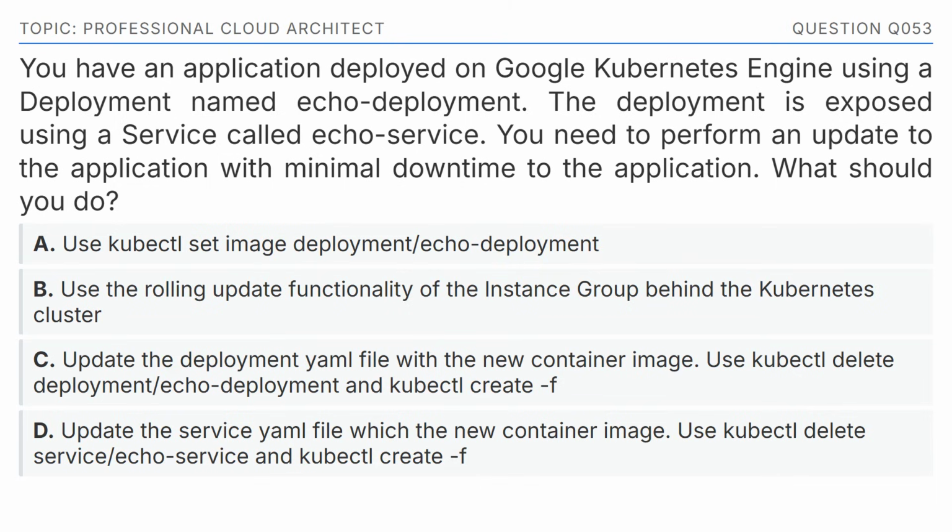Option B, use the rolling update functionality of the instance group behind the Kubernetes cluster. Option C, update the deployment YAML file with the new container image. Use kubectl delete deployment/echo-deployment and kubectl create -f YAML file. Option D, update the service YAML file with the new container image. Use kubectl delete service/echo-service and kubectl create -f YAML file.